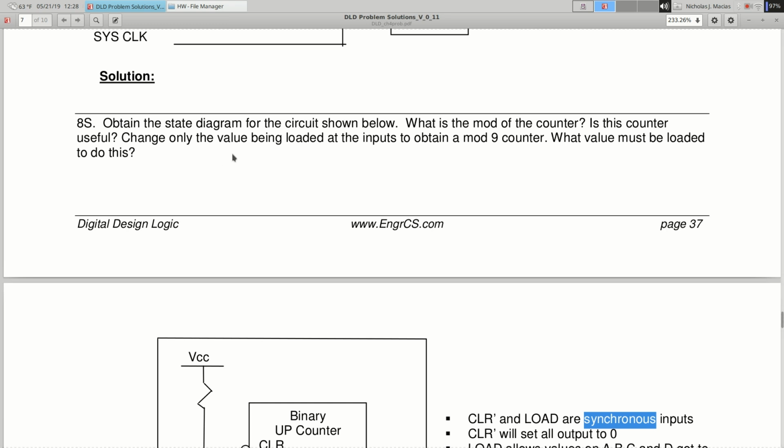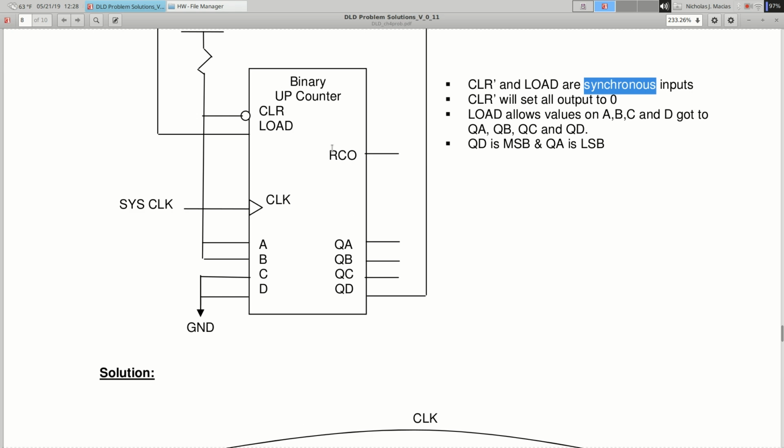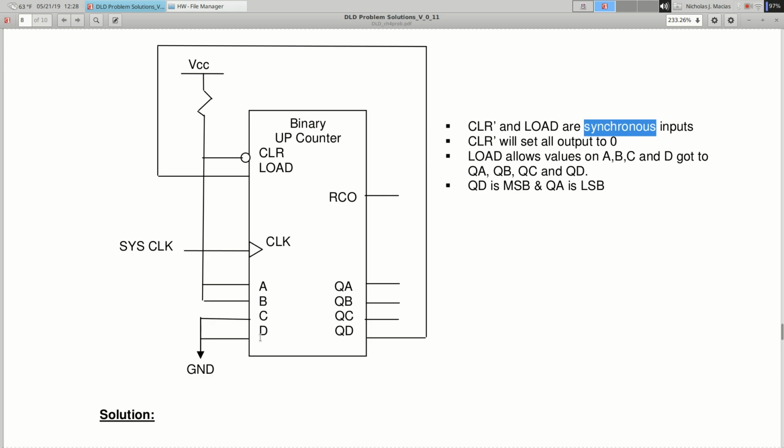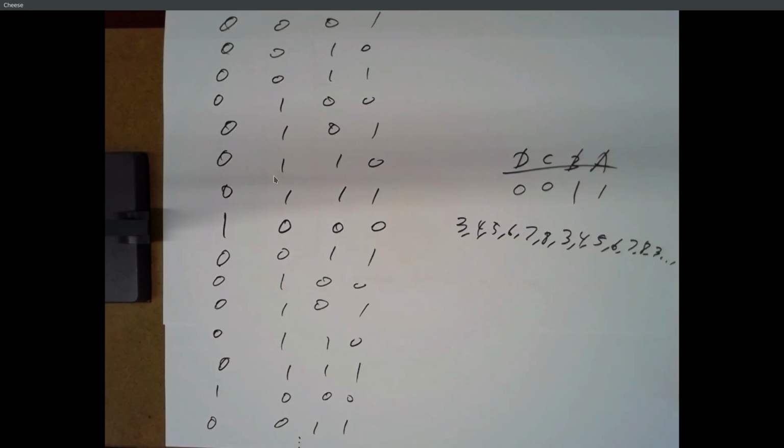So that's good. Okay, change only the value being loaded at the inputs to obtain a mod 9 counter. So this is a tricky part. You want to change what you're putting into A, B, C, D so that this thing counts through 9 unique values. And it's a bit of a trial and error thing. And we're not allowed to change the fact that this output goes back to load. So every time that we get to 8, this thing is going to reset.